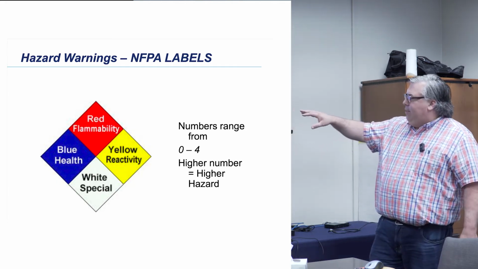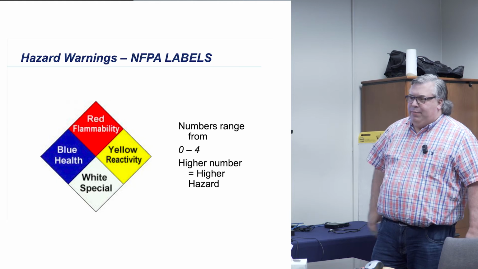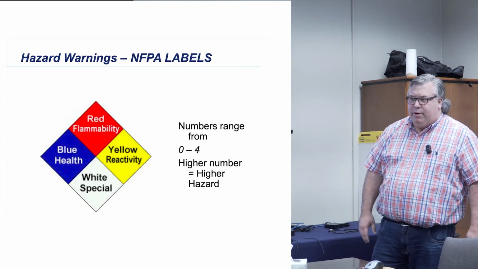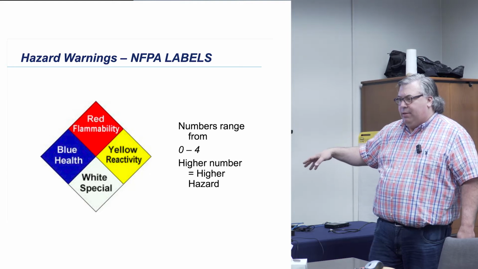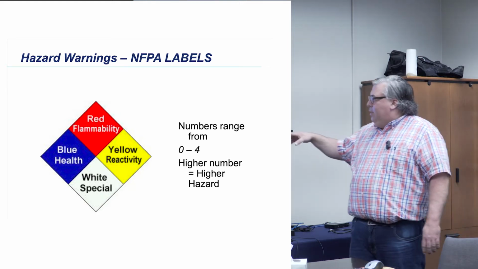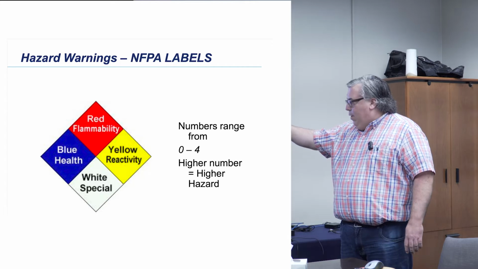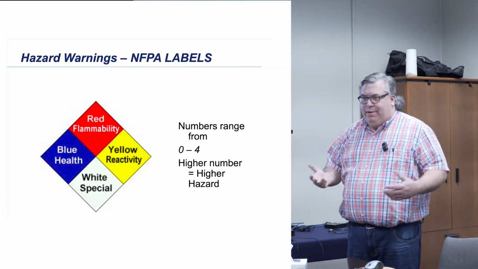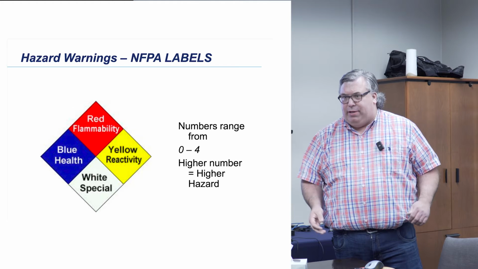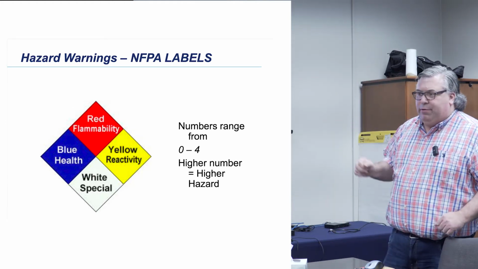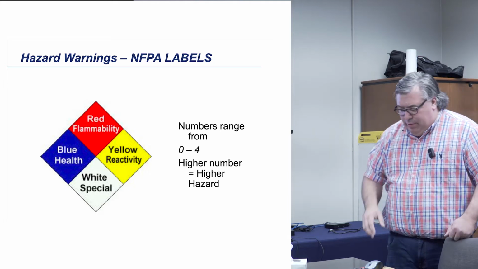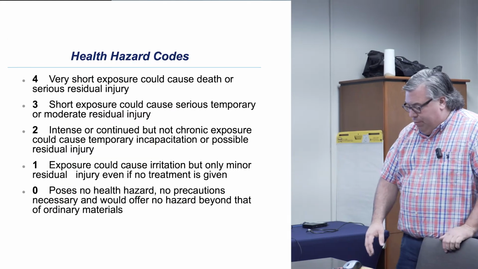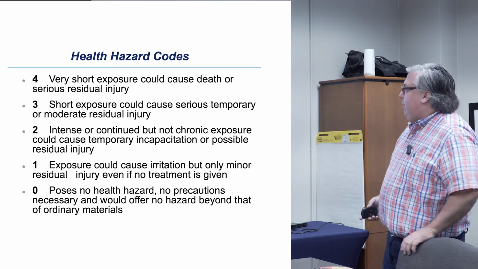So in the red, the blue, and the yellow, you're going to see a number. It's going to range from 0 to 4. The higher the number, the higher the hazard. In white, you will not see a number. That will be either blank if there are no special hazards, or there will be some sort of letter codes that show up. So we'll briefly go through each of these.